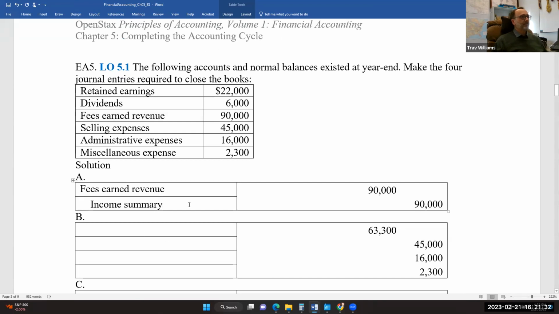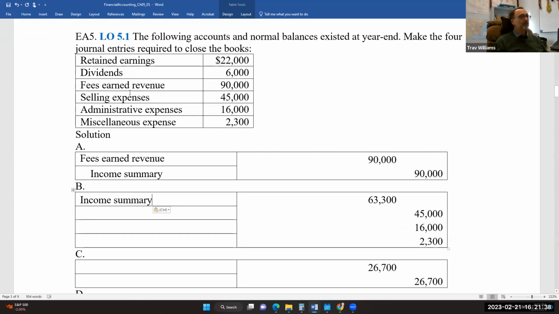The second step is going to be a debit to income summary, and we're going to credit our expense accounts. So we can see the expense accounts here. I'm just going to copy and paste, but remember you have to indent whatever account you're crediting. Okay. So that's our step 2. We debited income summary, credited our expense accounts.